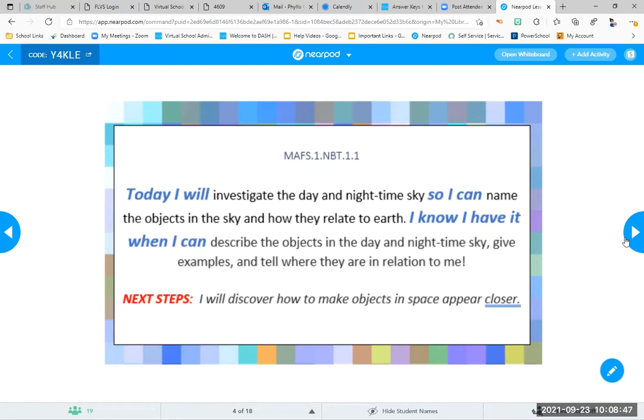Okay? So you know you have it when you can describe the objects in the day and nighttime sky, give some examples, and tell where they are in relation to me or you. Okay, so we need to figure out how far away things are and how close they are. Next steps, I will discover how to make objects in space appear closer to us.